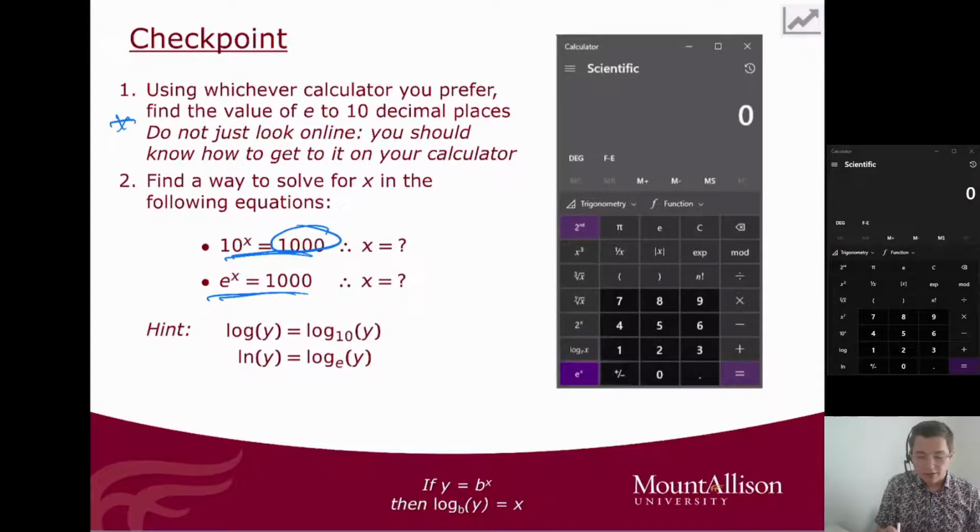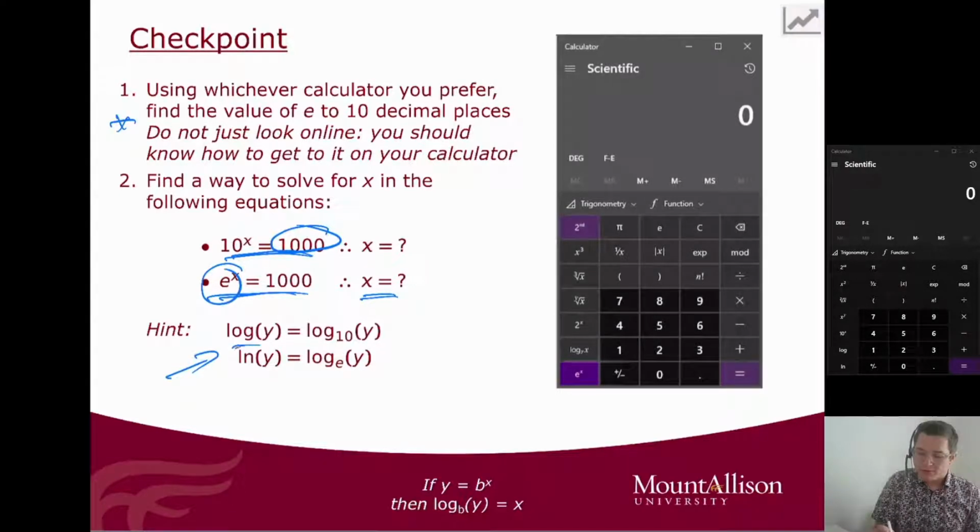Now, e to the power of x, e is something that helps us understand continuous growth. It's a number that's a little bit less than 3. My x value in this case is going to be different. So how would you find that value? And I have a couple of hints here.